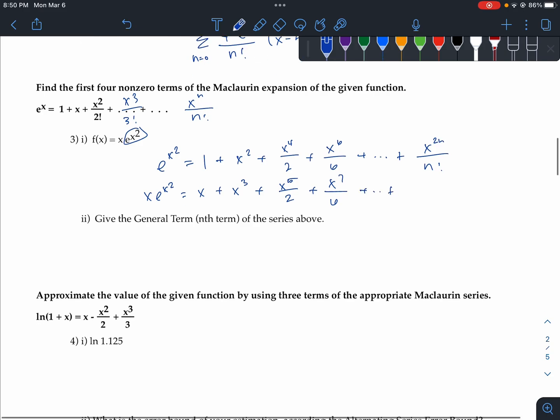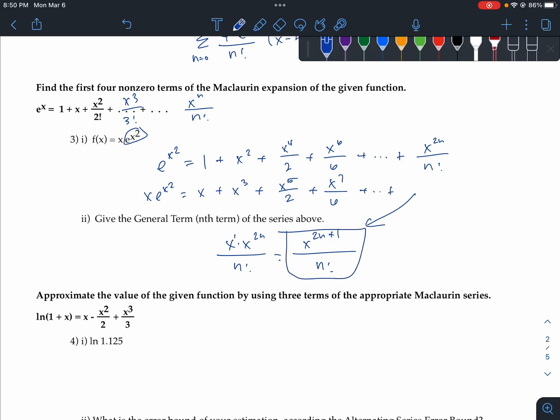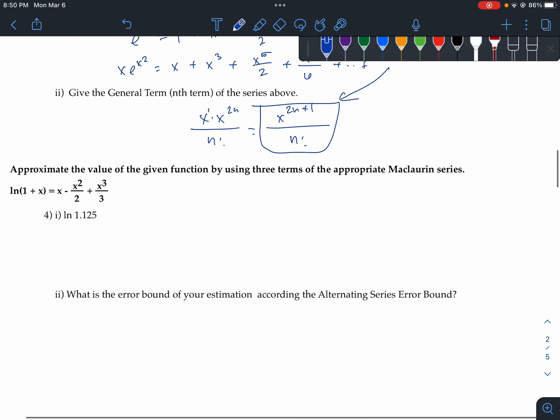now the next part is the general term. So give the general term for the nth term. So I'll just write it down here. So the general term, you'd have x times x to the 2n divided by n factorial, which would be x to the 2n plus 1, since you can add the exponents, and then n factorial. So that would be the nth term right there of the series above. Okay, that's all I need for the nth term.